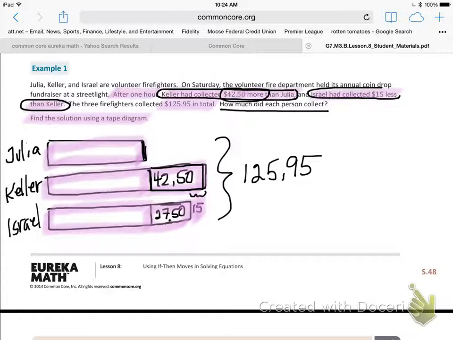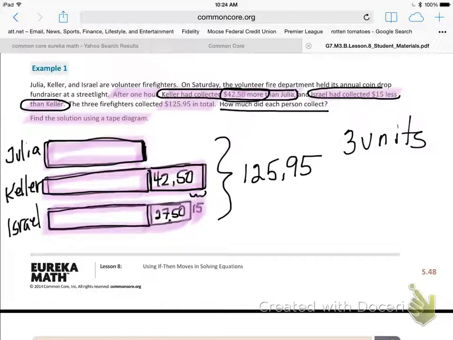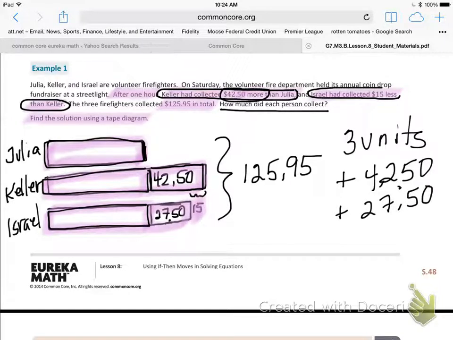So we know we have three units over here. These three unknown units, all these rectangles, these here are all equal. So they're all of equal value. And then to those three units, we're going to add $42.50 plus $27.50. And this is going to give us the total, the total for what everyone made. This is going to equal that.